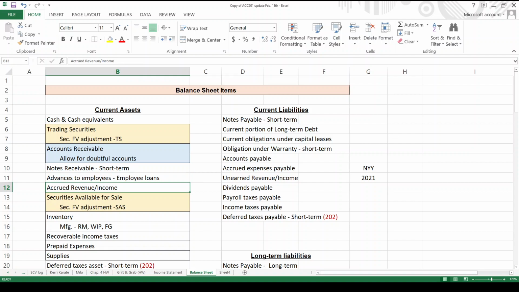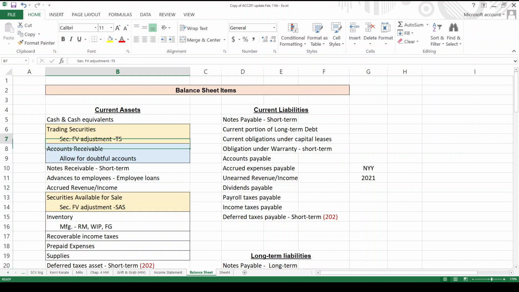Accrued revenue and income is the result of an adjusting journal entry, which you are now experts on. Remember Kerry, Milo, Riva, and so forth. So for example, you might have interest receivable as your debit and interest income as your credit, and the interest receivable goes here.